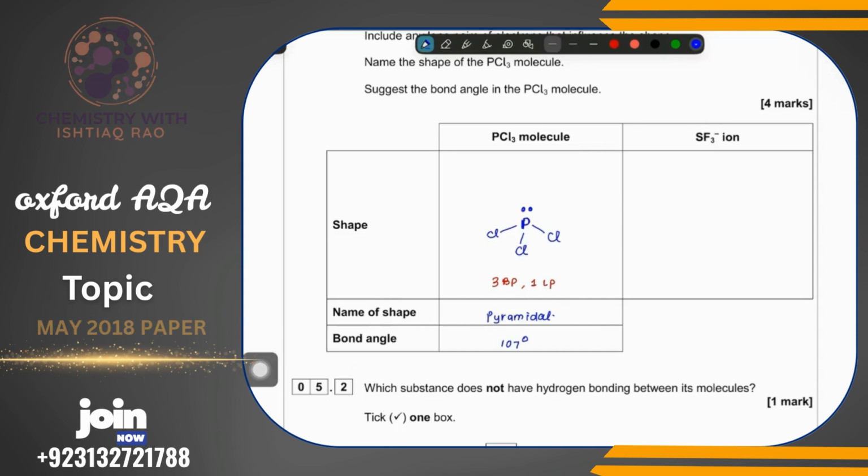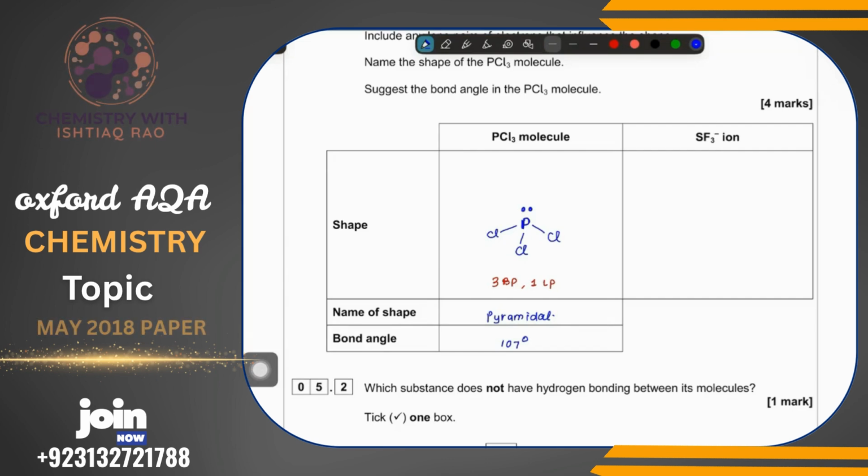What about SF3 minus? SF3 minus. So that means that it has one extra electron. So I think coordinate dative. I mean, is it coordinate or dative covalent bonding? Is it that by any chance, or no?